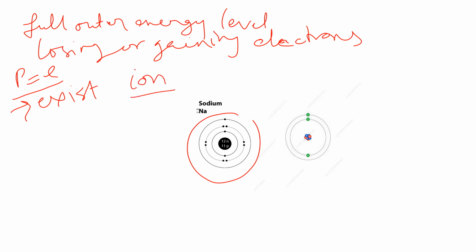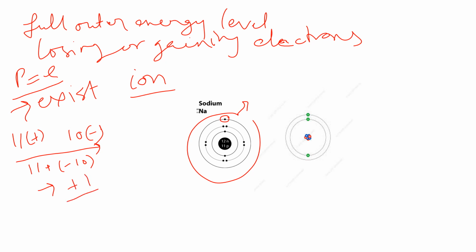For example, when this sodium atom loses its outermost electron, this valence electron, what happens? The number of protons is equal to 11, but the number of electrons is equal to 10. The protons are positively charged and the electrons are negatively charged. So when you sum it, 11 plus minus 10, the charge on the ion will be plus 1. So how will you write it? Na plus. So this is an ion of the sodium atom.